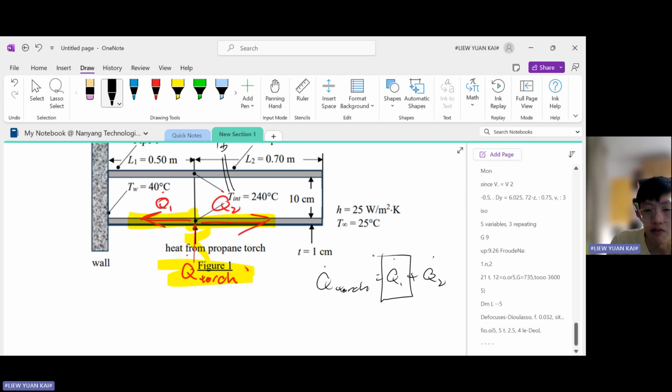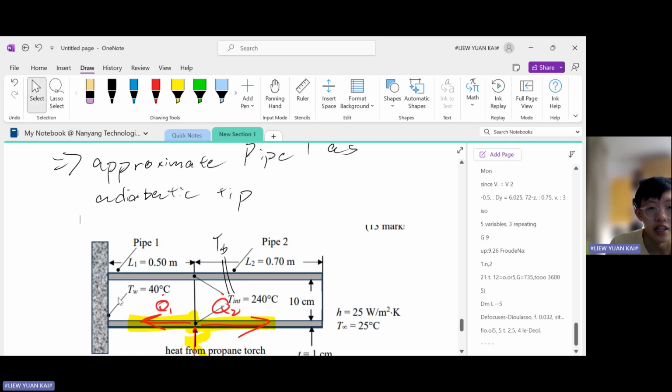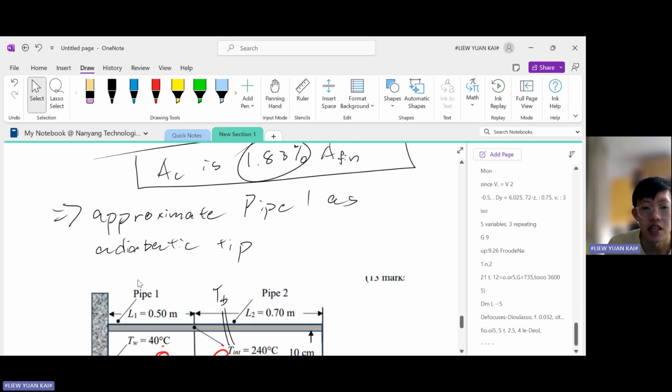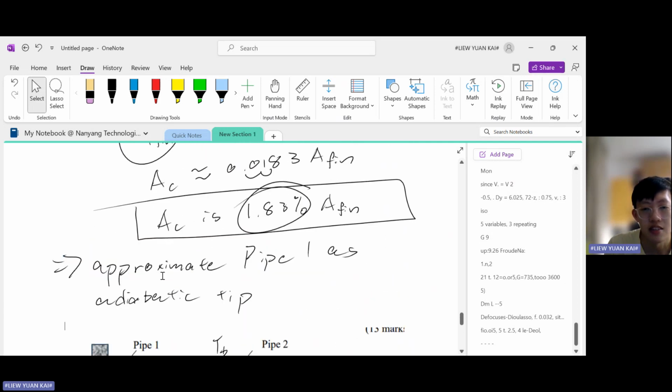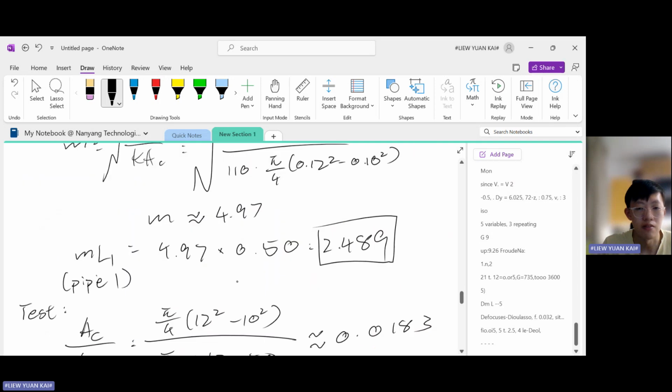So that means we need to find Q1 and Q2 and then substitute into this equation. That's what I'm doing here. First, I'm looking at pipe 1 and see whether I can approximate it as one of the simpler fins. I tried the infinite fin, it doesn't work. So next I go to the adiabatic fin. Yes, this one should work reasonably well. So I approximate pipe 1 as an adiabatic tip. Now you go back up to the list of formulas, look at your adiabatic tip, and search for the heat rate formula. So let's apply this formula and find Q1.